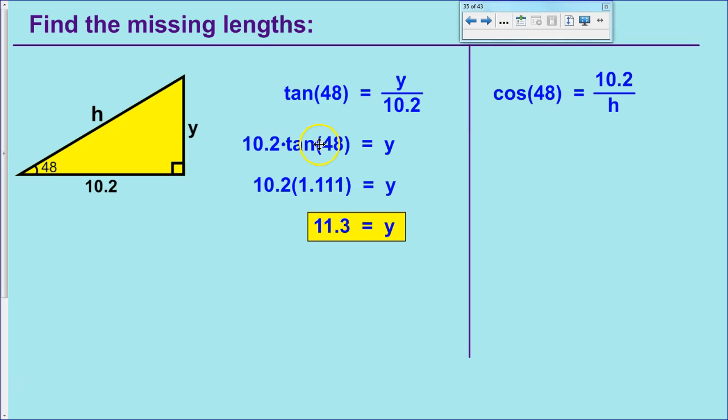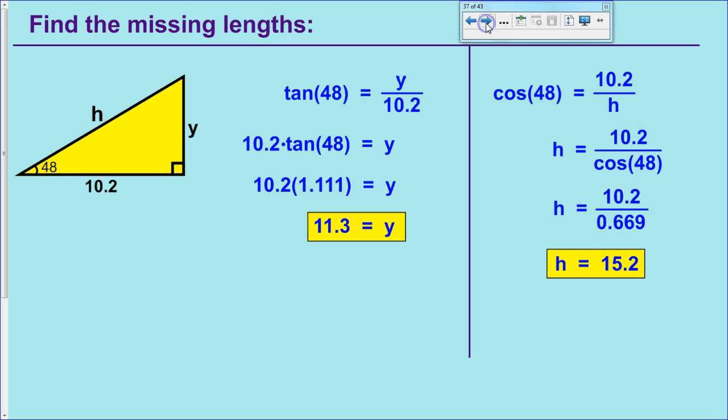Otherwise, you can skip directly from this line to that line, and I'm fine with that. Over here, we have our variable down on the bottom, so we can perform the old switcheroo, just swap places, or you can set it up as a cross products proportion equation. Either way, you get an expression that looks just like that, and that is all calculator work, 10.2 divided by cosine of 48 degrees, and there you go.